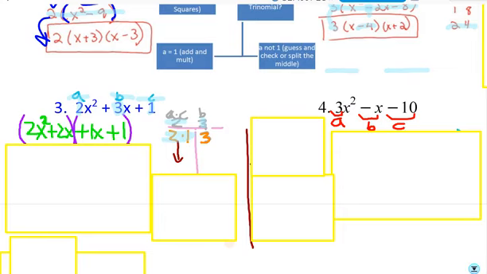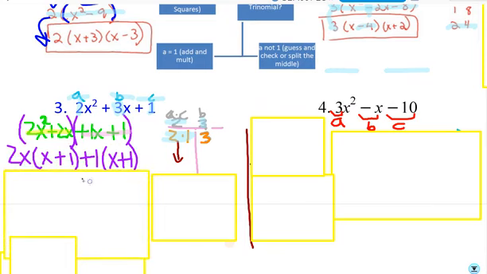And now in this method where a doesn't equal 1, our a is 2, you have to do a greatest common factor out of each set of parentheses. So out of 2x squared plus 2x, the greatest common factor is 2x. Out of the terms of 1x plus 1, the greatest common factor is 1. So from that step, we go here.